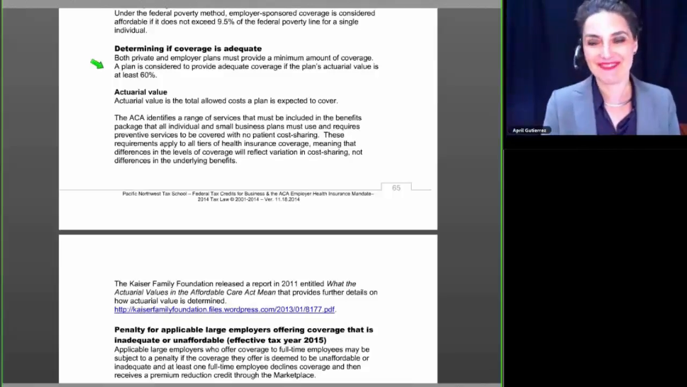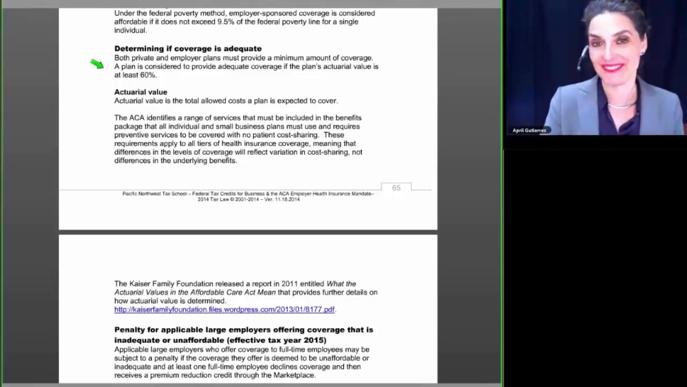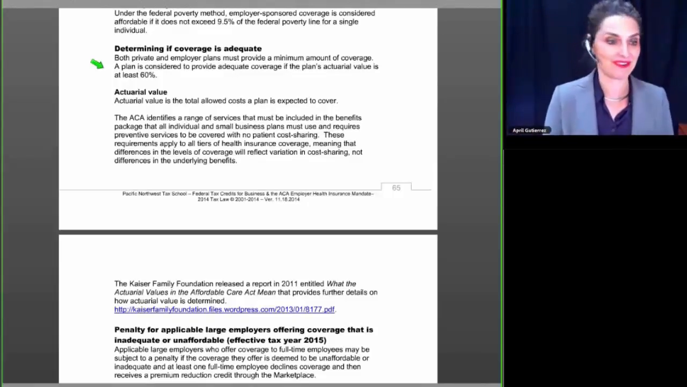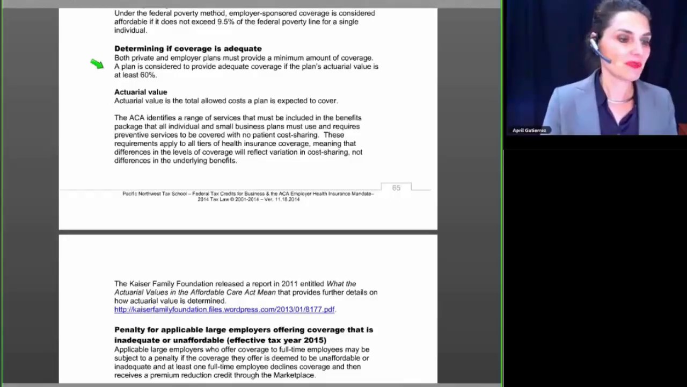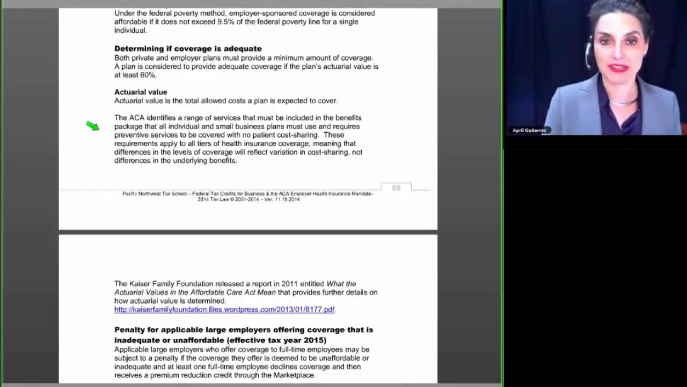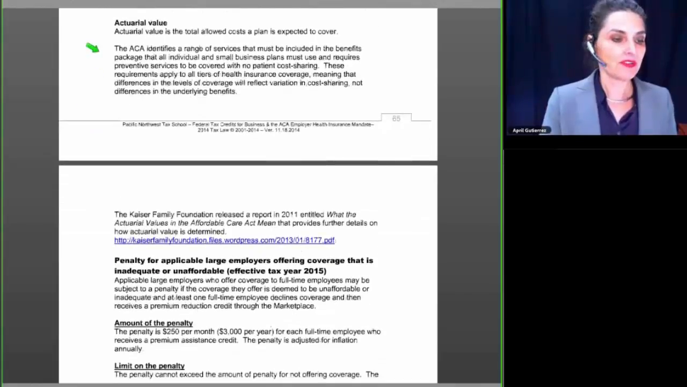So what is actuarial value, you're asking? Well, that was certainly the question I asked. What is actuarial value? Well, actuarial value is the total allowed costs that a plan is expected to cover. The Affordable Care Act identifies a range of services that must be included in the benefits package that all individual and small business plans must use and requires preventative services be covered with no patient cost sharing.